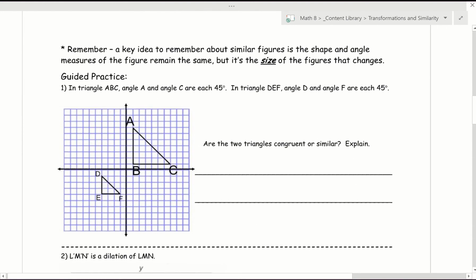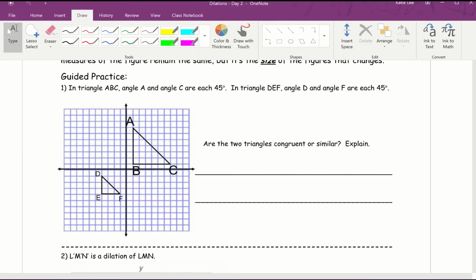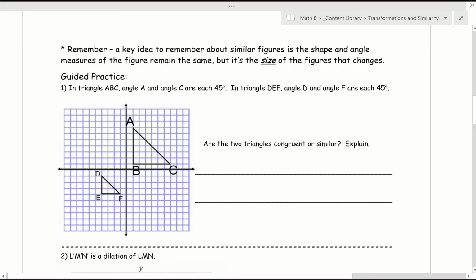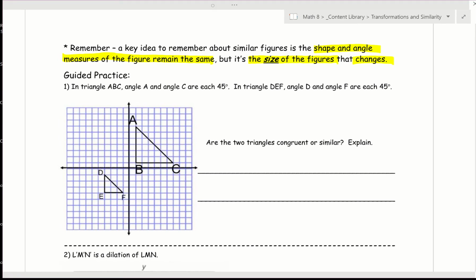Remember, a key idea to remember about similar figures is the shape and angle measures of the figures remain the same. The size of the figure changes. Okay?